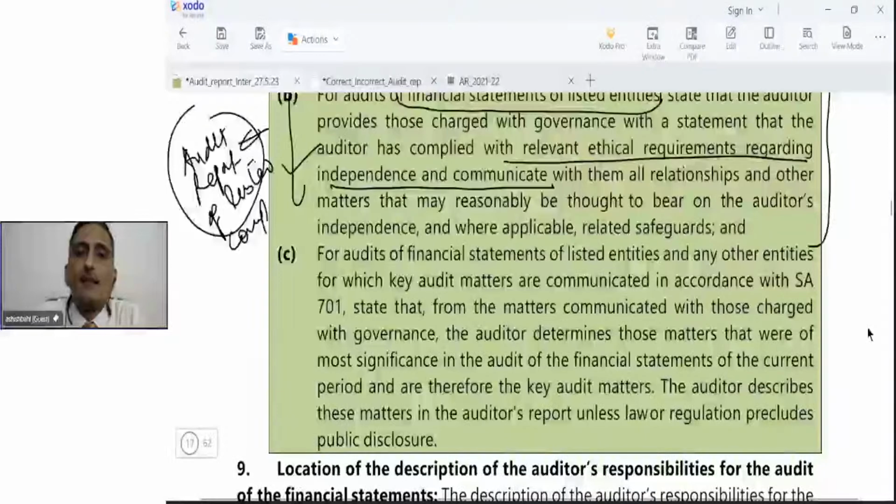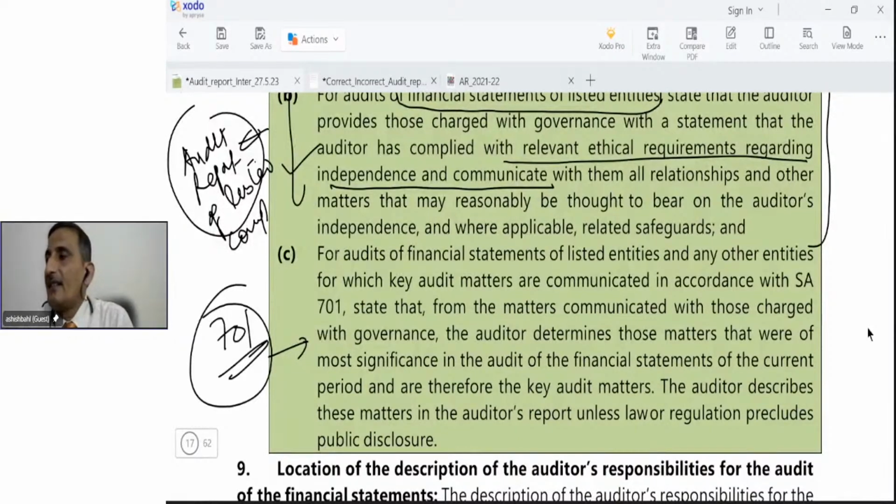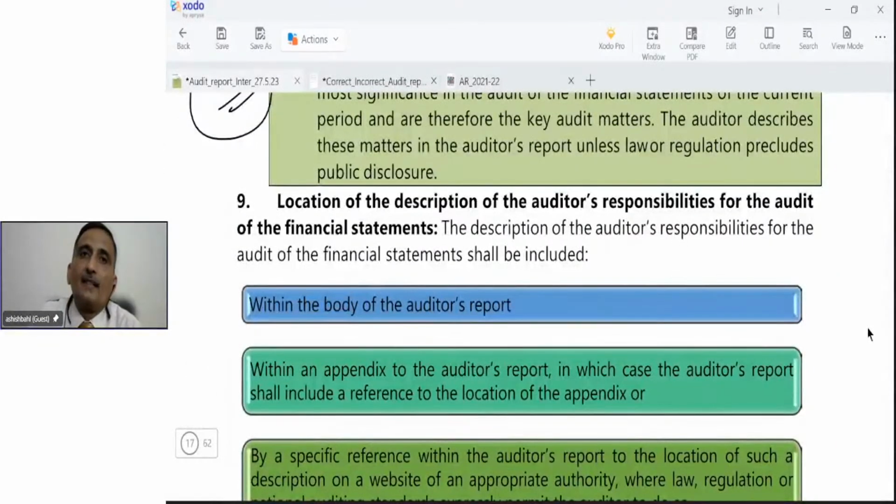And key audit matters. This is also compulsory as per SA 701 in audit of listed companies. Clear, guys? So location of description of auditor's responsibility. So students, ये auditor responsibility, these can either be given within the body of auditor's report, straight away in point form, or it can be given in appendix, because these run into 2-3 pages, so quite lengthy. So these can be given in appendix by stating in the main report that these are given in annexure, in an appendix to the report, and stating the appendix number.